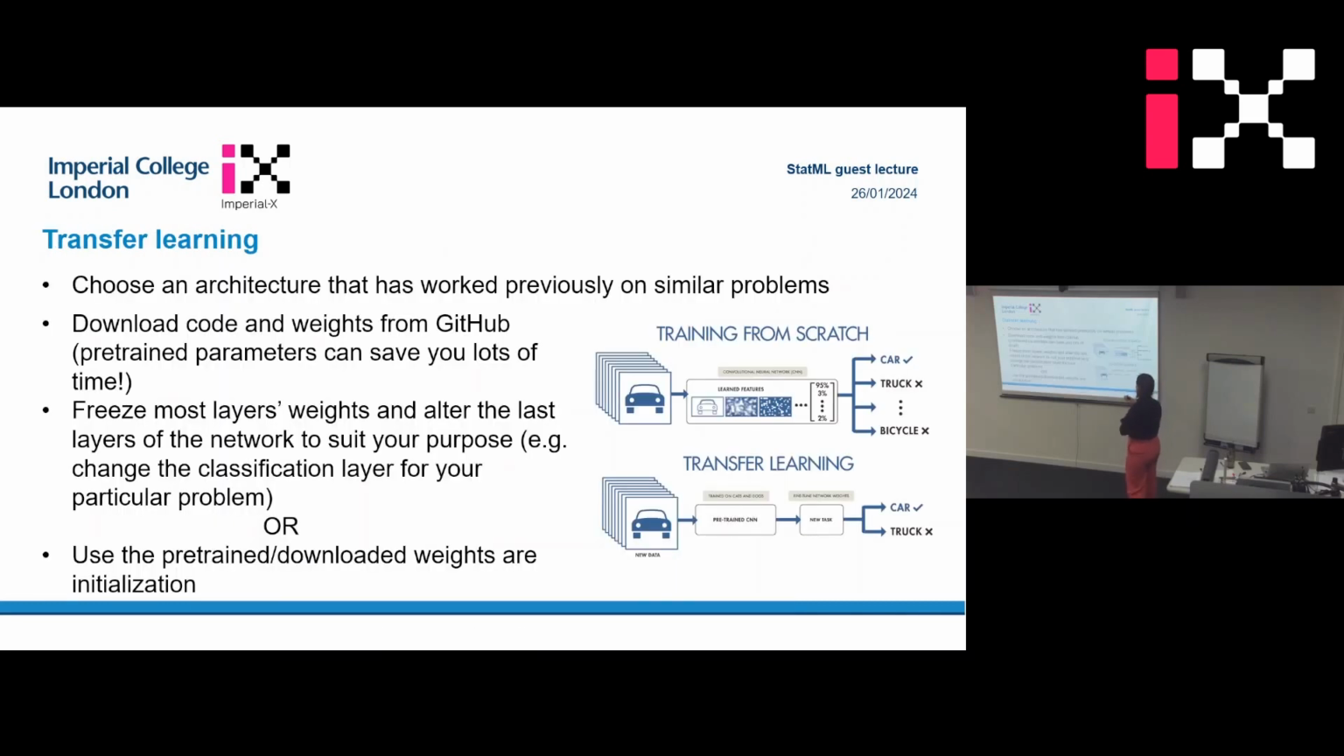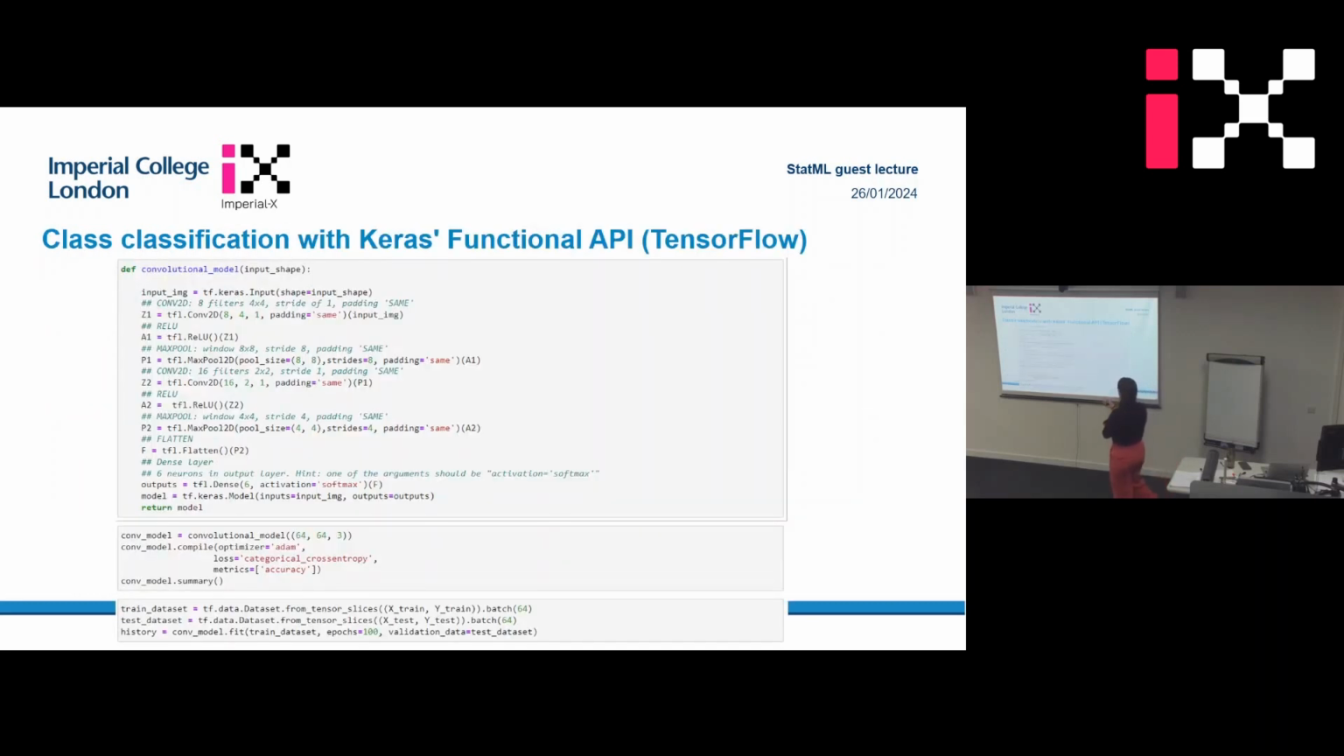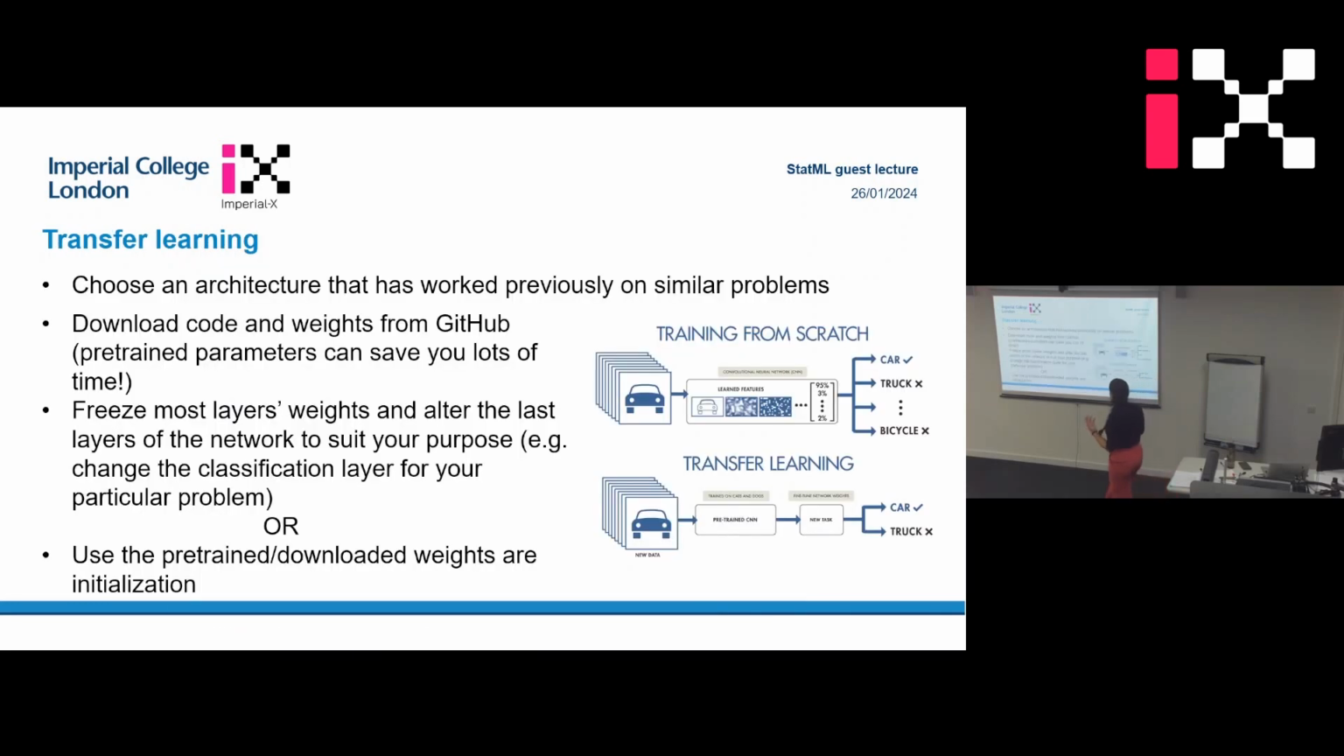So just an example. This would be one way to go about the problem, right? To just code your own network. If it's an easy problem, then this makes a lot of sense. It's nothing too complicated. However, if what you're trying to do is something more complicated, then obviously what you want to do is transfer learning.